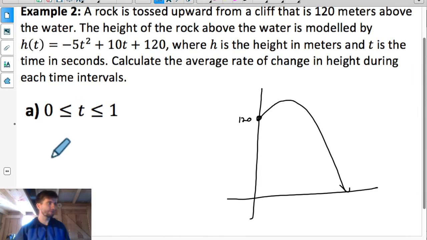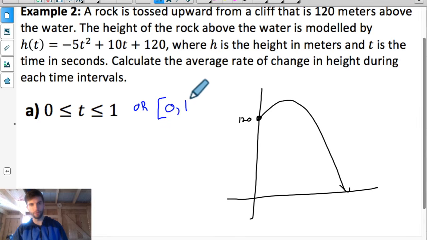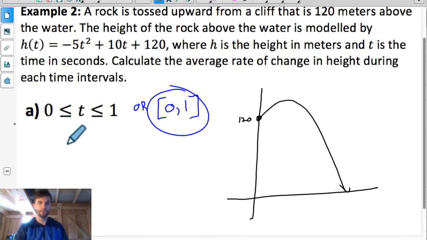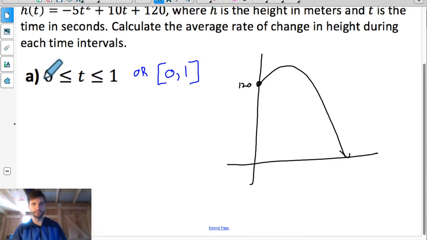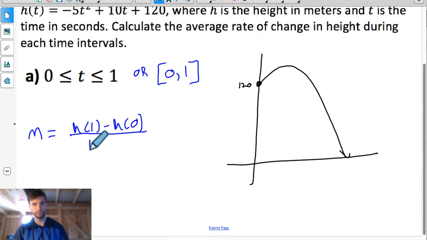So when we find the average rate of change between 0 seconds and 1 second, I should also say, sometimes questions will be written instead of with inequalities, they'll be written in interval notation. So you'll see it written like this, 0, 1 in square brackets. It means the same thing. So if you see it written like this, know that that is the time interval. That's the interval of independent variables. So that's the interval of times for this question. So if we want the average rate of change between 0 seconds and 1 second for the height, we'd say m equals the height at 1 minus the height at 0 all over 1 minus 0.